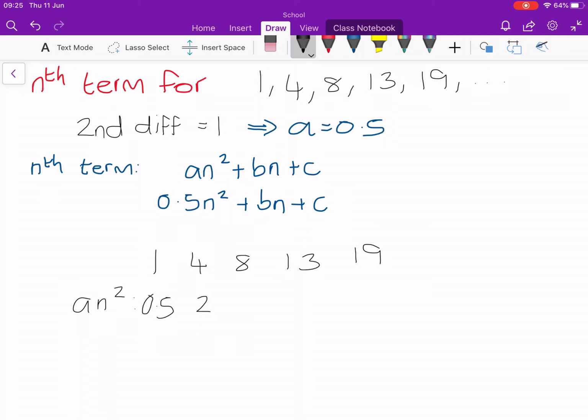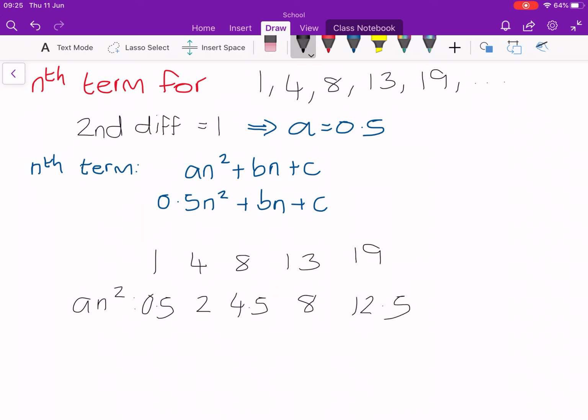In the next one, n is equal to 3. 3 squared is 9. 0.5 times 9 is going to be 4.5. The next one, n is 4. So 4 squared is 16, times 0.5 gets you 8. And then the next one, n is equal to 5. 5 squared is 25. Then 25 divided by 2 is going to be 12.5.